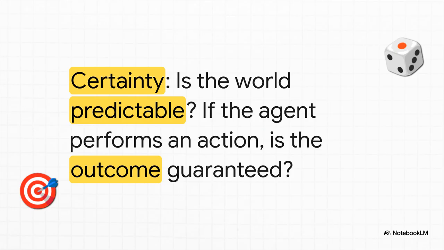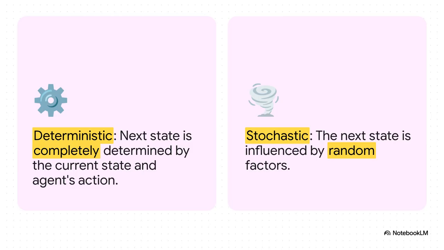And all those other agents, they introduce a ton of unpredictability, which, you guessed it, leads us right into our third dimension, certainty. Is the world predictable or is it random? When an AI does something, is the outcome guaranteed? A deterministic world is like a perfect machine. If you do X, Y always happens. No exceptions, no randomness. But a stochastic world, that's a world with a bit of chaos, an element of chance. The AI can do the exact same thing twice and get a different result because of random, unpredictable factors.